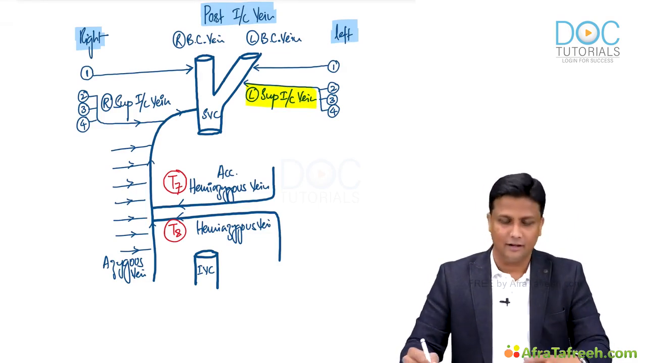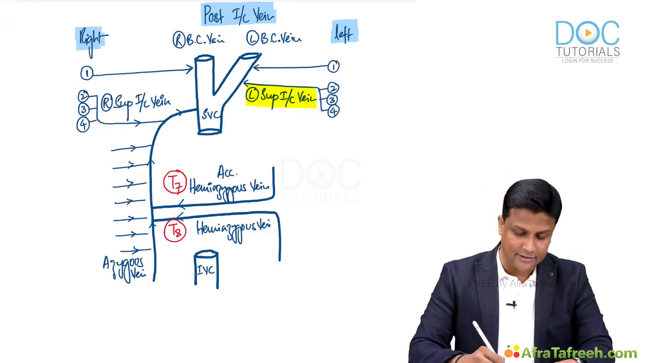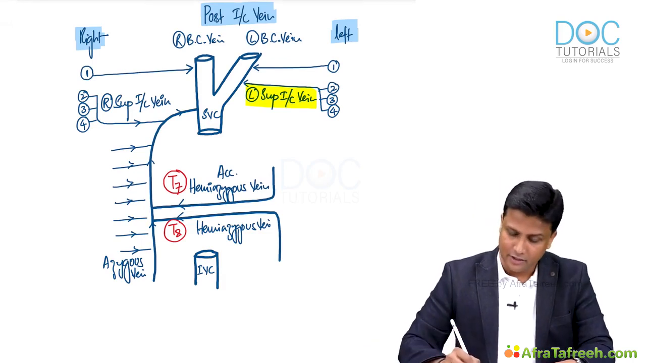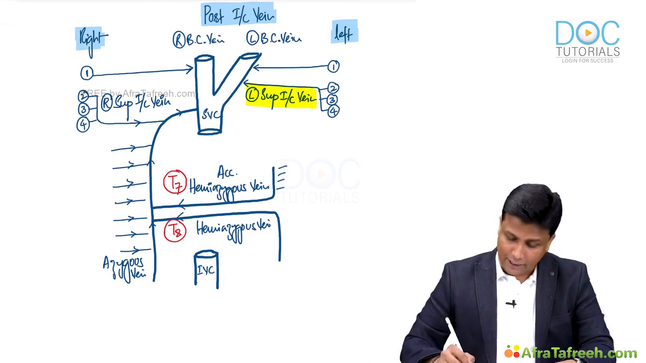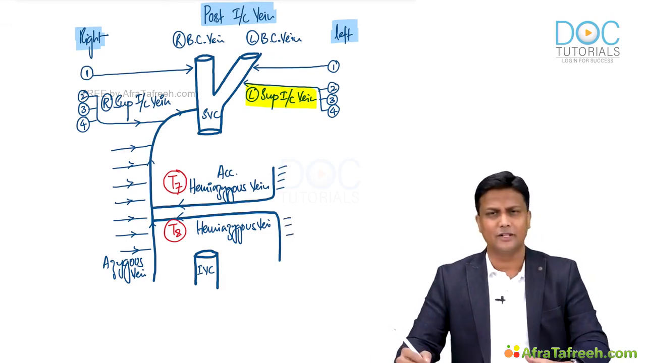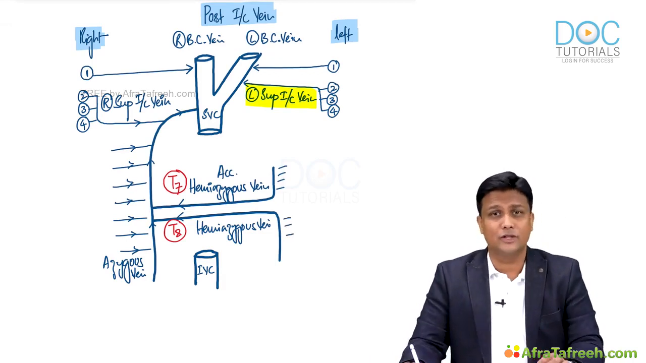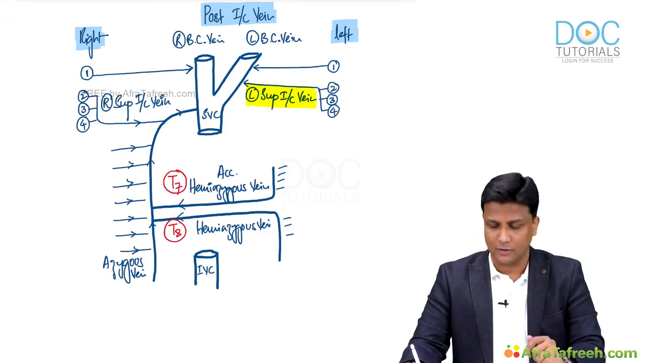And after that, the remaining veins guys, the 5, 6 and all those things, you don't have to remember the numbers there. The remaining veins, few of them are going to drain into accessory hemiazygous and few of them are going to drain into the hemiazygous one. And you don't have to waste your time in learning those numbers, they will never ask you that one.